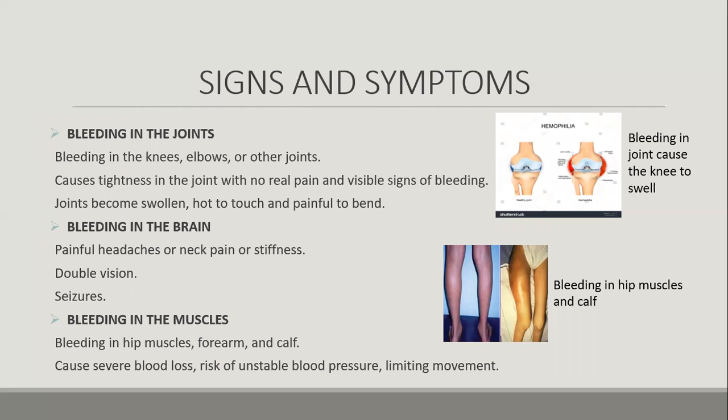Bleeding in the joint. Bleeding in the knees, elbow, or other joints. It will cause tightness in the joint with no real pain and visible signs of bleeding. Joints will become swollen, hard to touch, and painful to bend. Bleeding in the brain. Patient will experience painful headache or neck pain or stiffness. Other than that, double vision and seizures. Bleeding in the muscle. Bleeding in hip muscles, forearm, and calf. It will cause severe blood loss, risk of unstable blood pressure, and limit the movements.